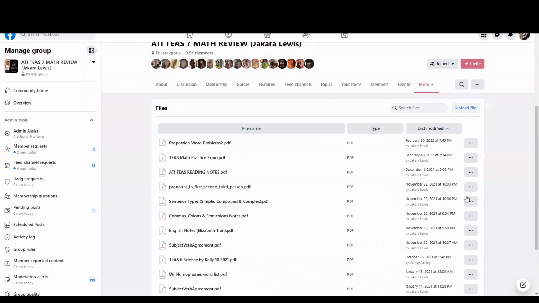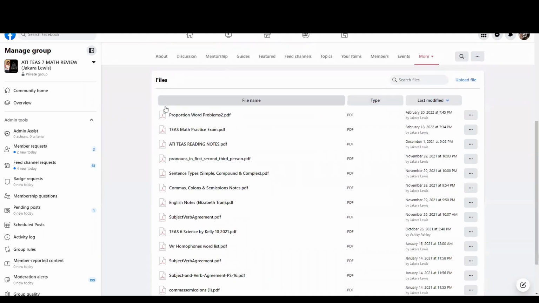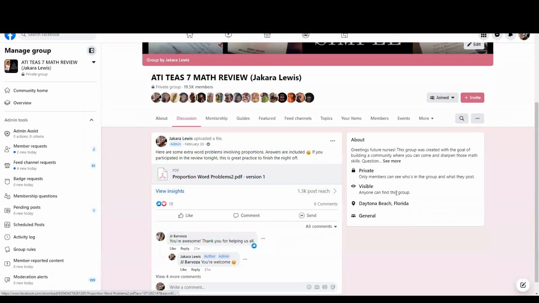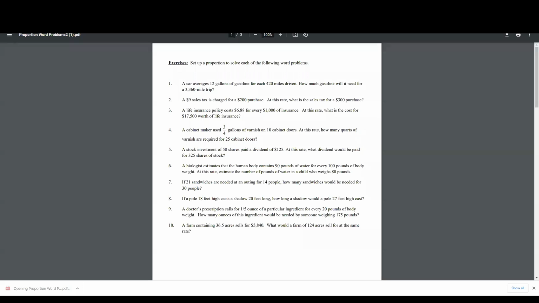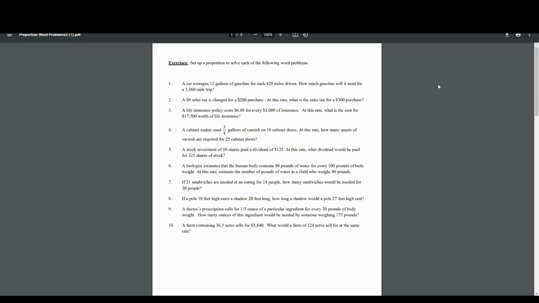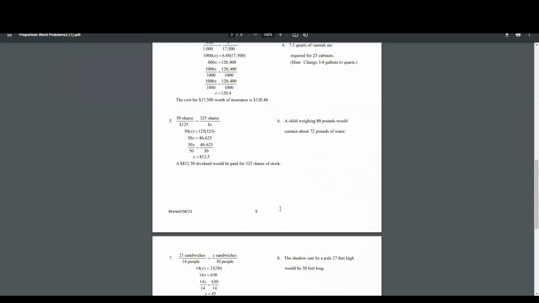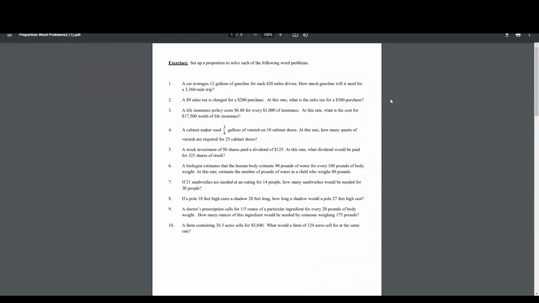All right, but see, all of these worksheets are things that I uploaded and you can open them. So let's just look at this proportion word problems PDF. So if I click on that file, it'll open the proportions. So this is just something that I like. It was good extra practice for you guys. And then it gives you guys the breakdowns and the answers. And these are all things that you can download. Y'all can save them. Y'all can print them. Y'all can use them as much as you like.